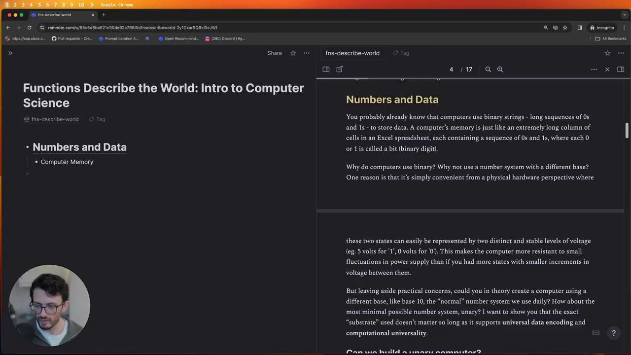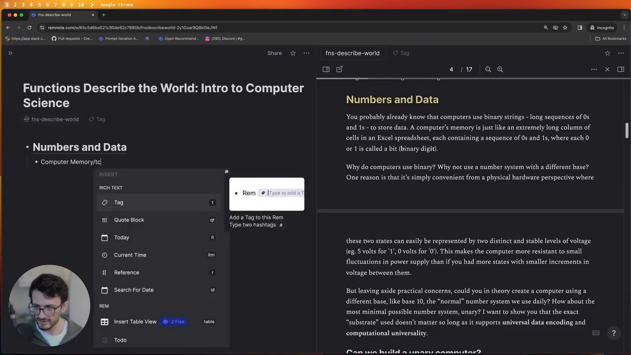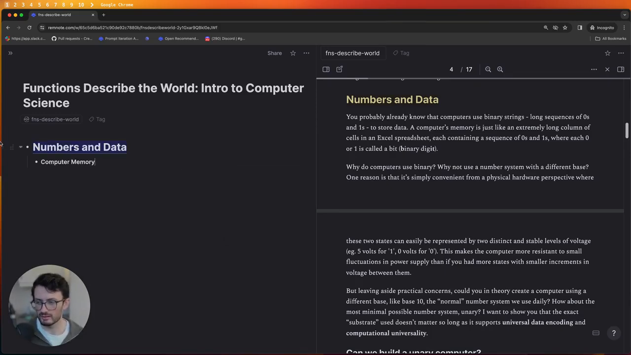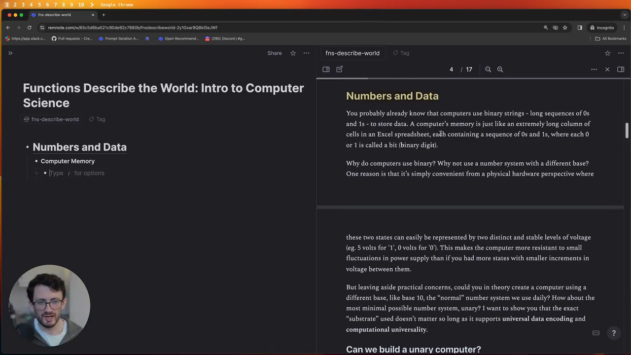What I'll do is I'll just type computer memory like this. And then in RemNote, if you type /TC, that's the shortcode for turning something into a concept. So if I press enter, computer memory is now a concept. Once I've got my first concept, now I need to think of the properties of the concept that this article is trying to explain to me.